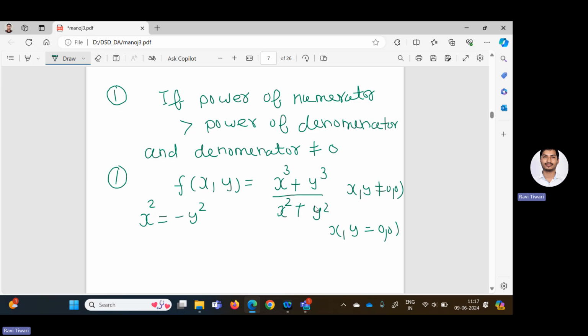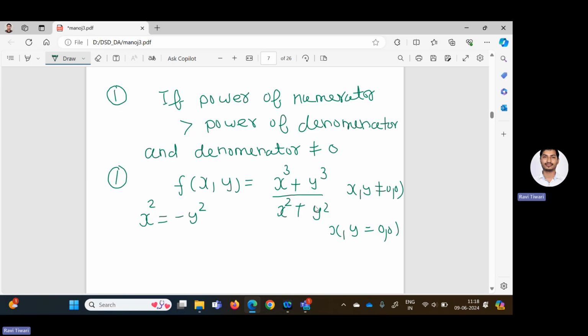So you can just get an idea of when a function is continuous and when it is discontinuous. This is not any standard result, but you can get an approach: if the power of numerator is greater than the power of denominator and the denominator cannot be equal to 0, then 99% of the time, if any function satisfies this criterion, it will be continuous.